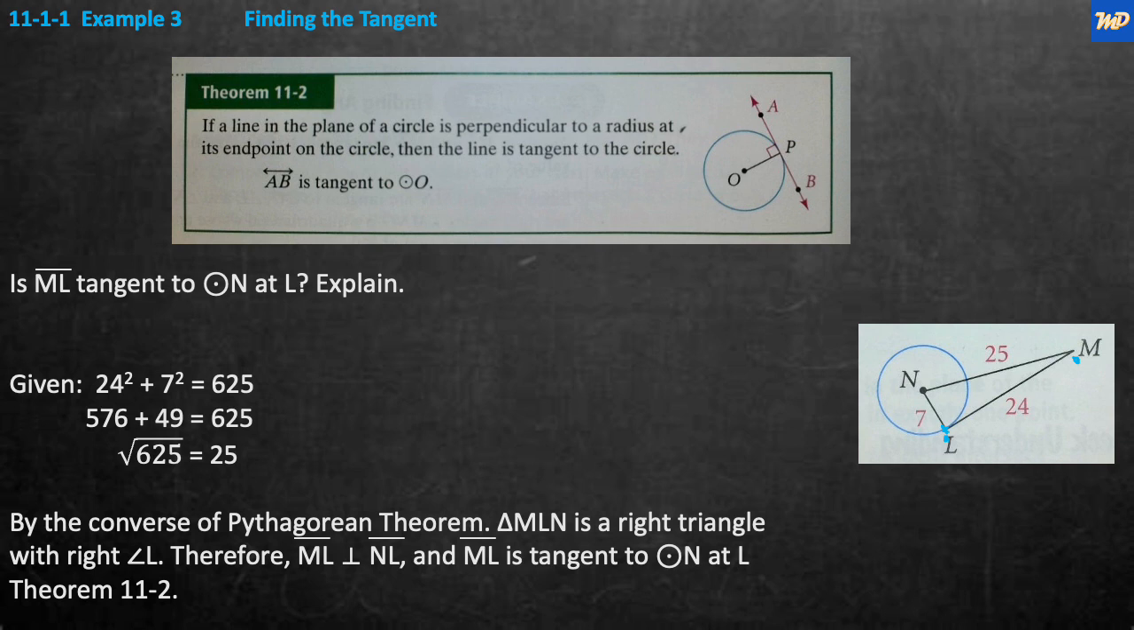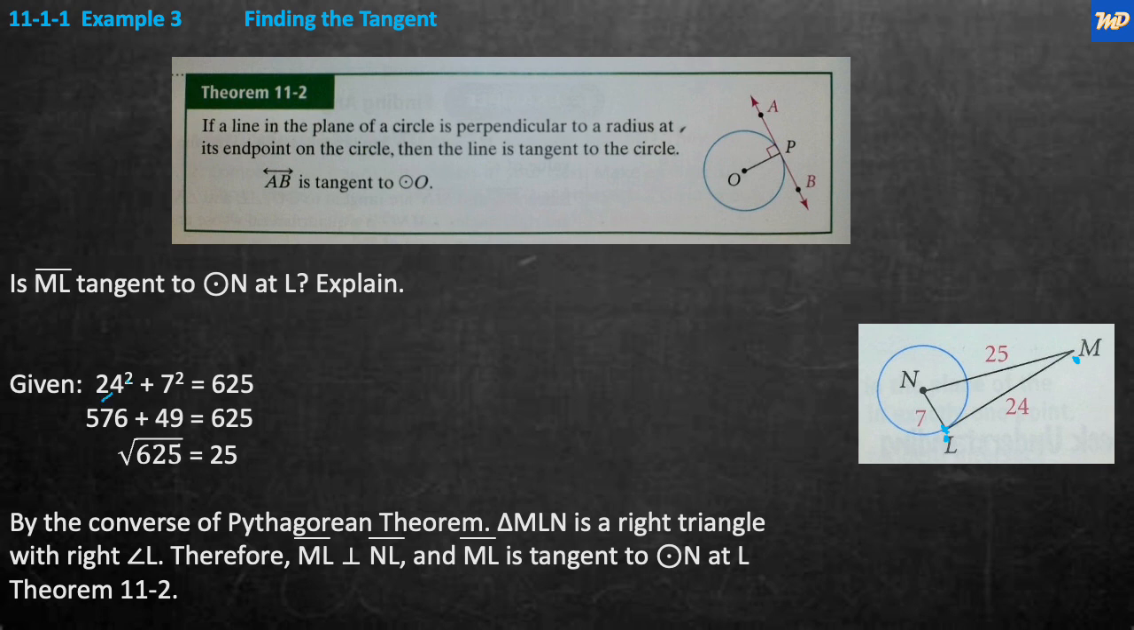At L, and explain. So the explanation for that would be, we'll go back to the Pythagorean theorem, and we know that if a squared plus b squared equals c squared, then we have a right triangle. And we know what angle is the right angle, so it's the angle opposite the largest side in our case, right? So it's going to be angle L. So is angle L 90 degrees? Is this triangle a right triangle? So if you take 24 and 7, right? So what are we going to have?